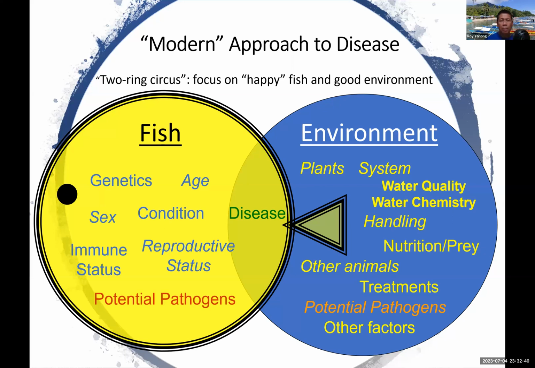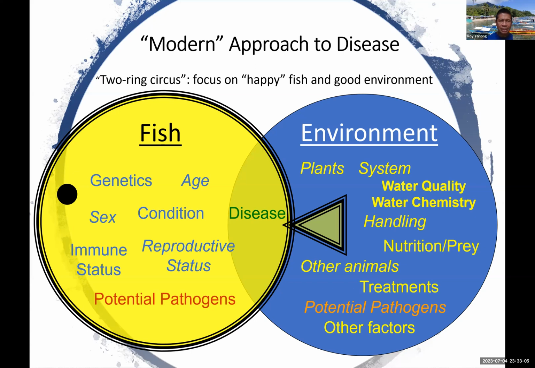So this is a more modern approach to disease. I call it a two-ring circus. And really the focus is on keeping the fish as healthy, happy, if you want to say, as possible, and maintaining a really, really good environment. And those two things are the best things you can do. There are a lot of factors for whether a fish is going to be more or less likely to become sick.